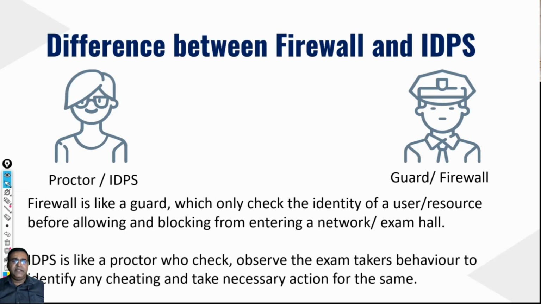So basically, what is the difference between a firewall and an IDPS? Right? Let's say when you're going to an exam center, a firewall acts like a guard who is going to check your ID. If the ID is valid, it's going to allow you inside the exam hall. That's how a firewall works. An IDPS acts as a proctor, right? The proctor is someone who is constantly checking everyone's behavior, what is happening, whether they are doing any kind of malpractice or cheating. And if he identifies cheating, he will take the necessary actions. So that is how these two devices are going to be present.